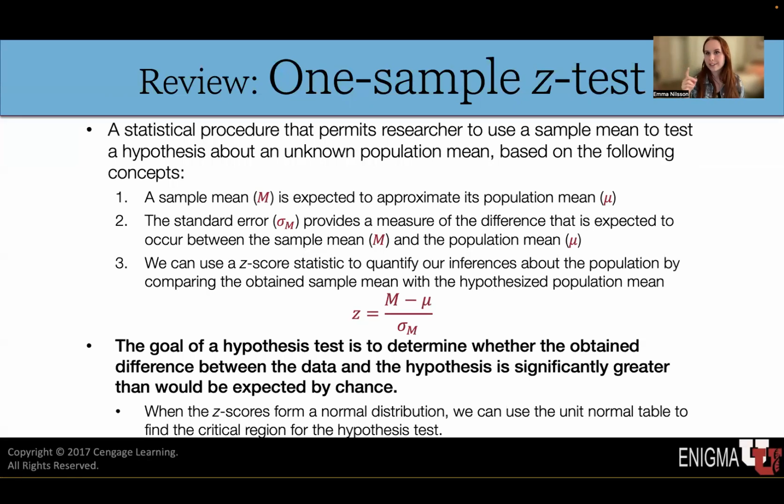The one thing we're going to review is the one sample z-test. This is the hypothesis test that we learned at the beginning of the hypothesis testing units, using this z statistic here. As a reminder, the z-test is a statistical procedure that allows us as researchers to use a sample mean to test a hypothesis about an unknown population mean, based on the following things: the sample mean is expected to approximate a population mean, so those things are going to be about the same. The standard error is the measure of the difference that is expected to occur between the sample and the population means. And because of these two things, we can use the z-score to quantify our inferences about the population by comparing the differences between the means in relation to what that difference is expected to be.